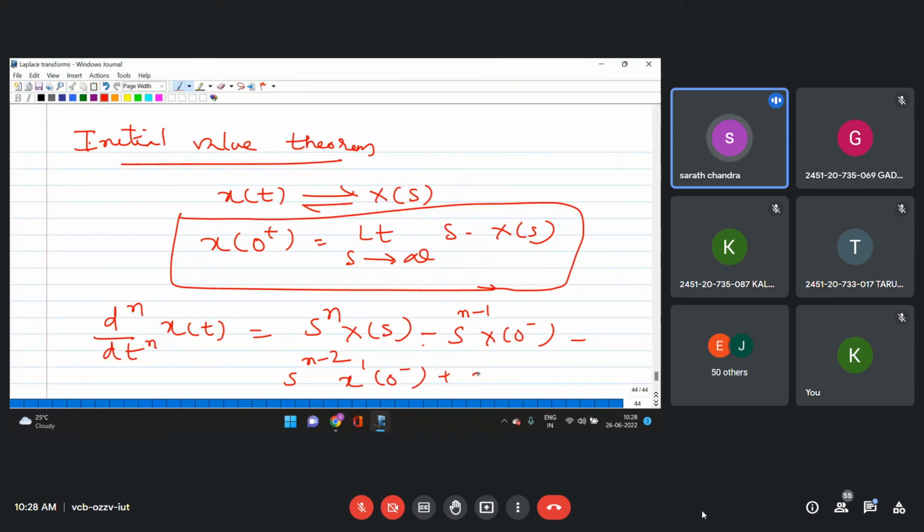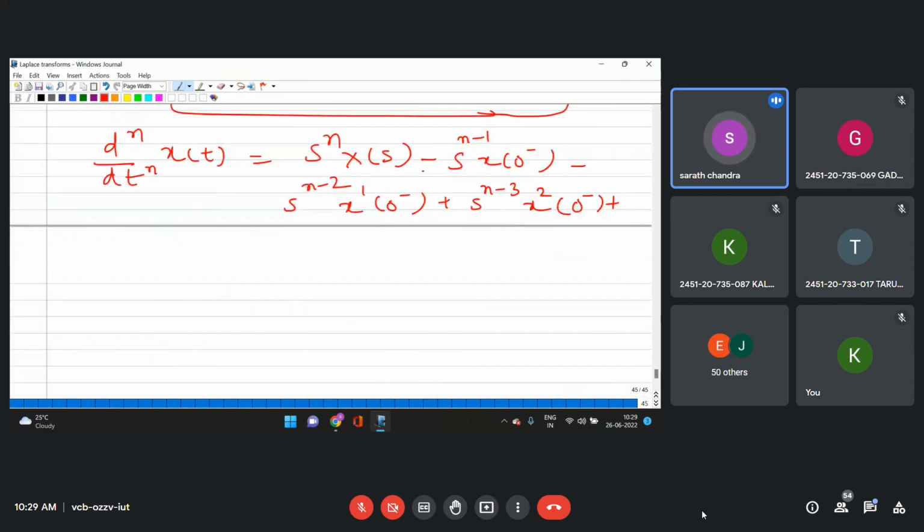So this goes on like n minus 3. I have capital X, so yeah, I should go with small x. Small x, of course. So this will be 2, 0 minus, and that will go on. This is the actual property we have to consider, but we are not taking the previous values, we are just going with that. So this will go on.